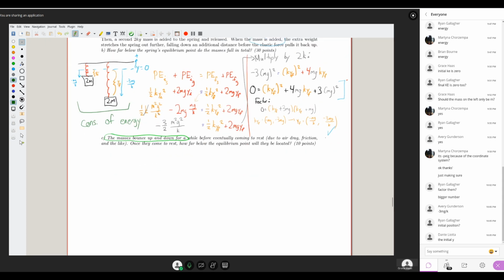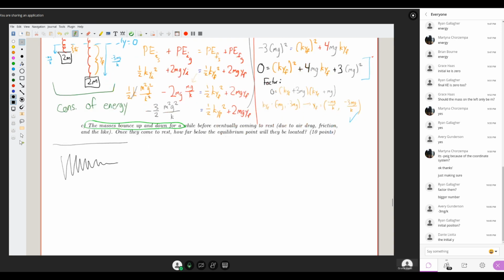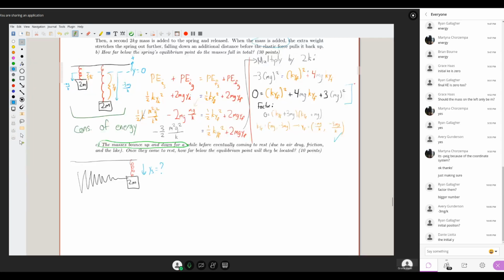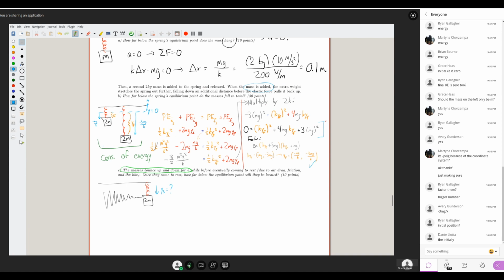So let's move on to question C. Question C says that after this thing bounces up and down for a long time, it'll eventually come to rest at some point, hanging there at some other distance below equilibrium. I'll call this y3 equals question mark. So how do I do part C?